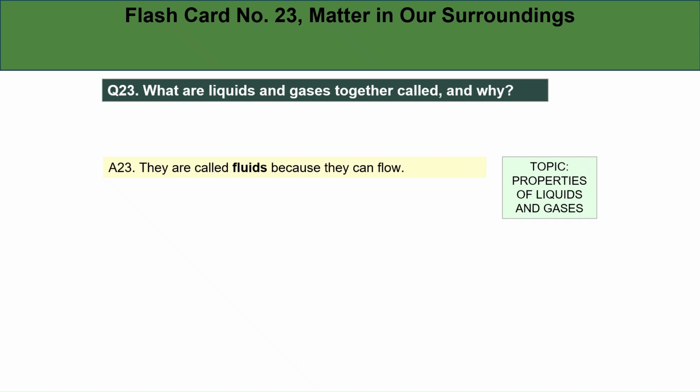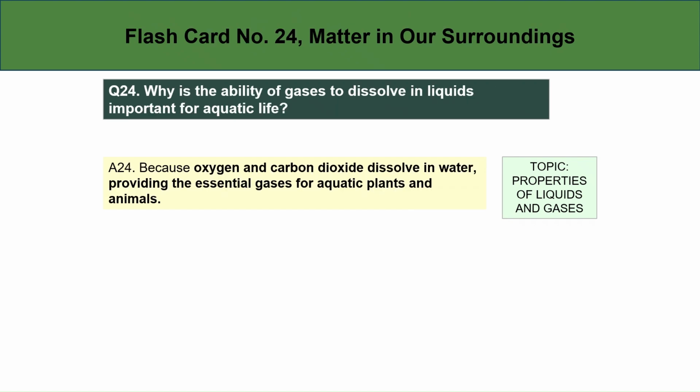Now let's see why gases in water are important. Why is the ability of gas to dissolve in liquid important for aquatic life? Because oxygen and carbon dioxide dissolve in water, providing the essential gases for aquatic plants and animals. Remember, fish breathe oxygen from water. If there is no dissolved gas, there is no aquatic life.